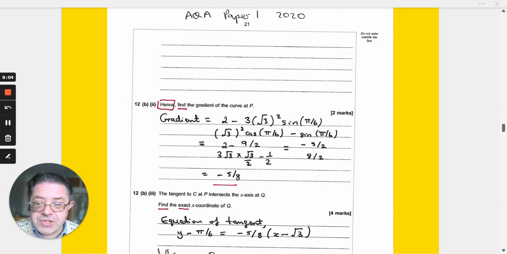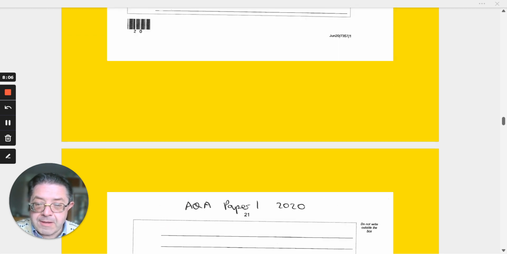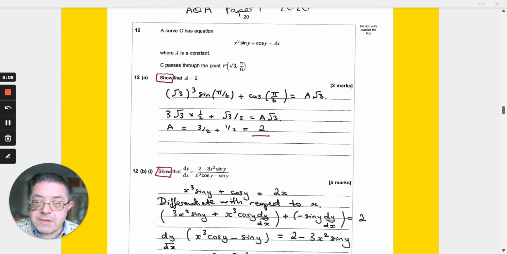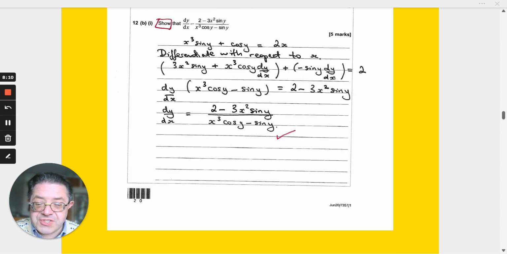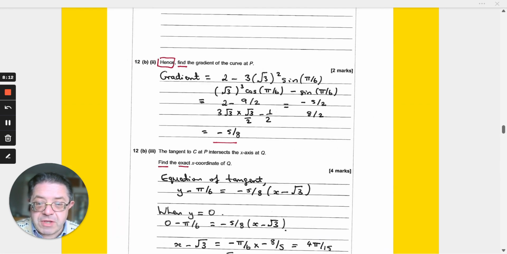Hence find the gradient of the curve at P. Now the point P was (root 3, pi over 6), so we take root 3 and pi over 6 and substitute them into the formula for dy/dx, and we get minus 5/8.